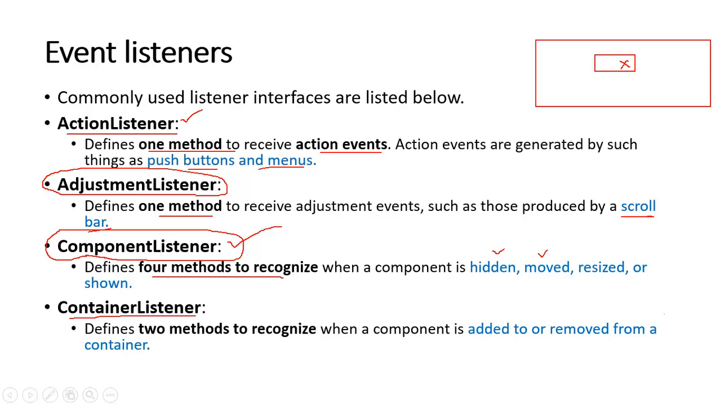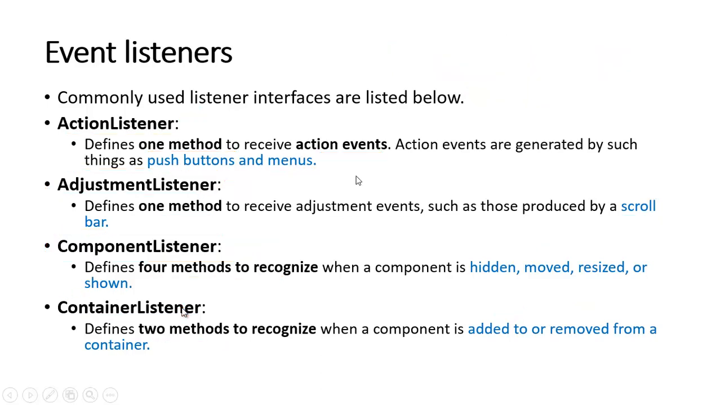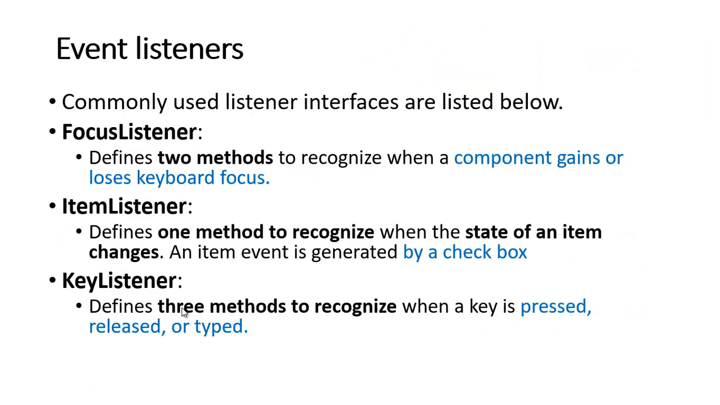Now this is used when you add a component or when you remove a component from the container, and there are 2 methods corresponding to this action, adding and removing. So if your class is implementing container listener, you will have to override those 2 methods. Next comes the focus listener. This focus listener has 2 methods. One is when the component gains the focus. The other one is when the component loses the focus.